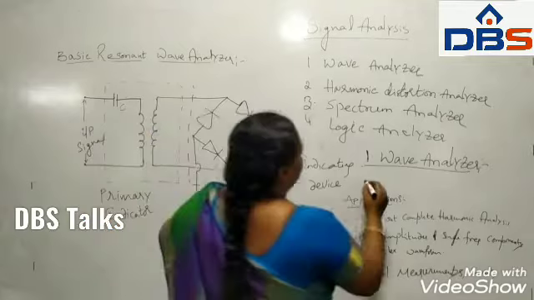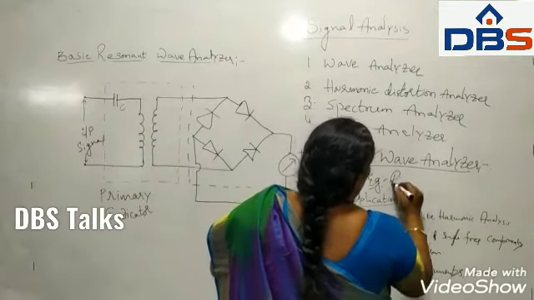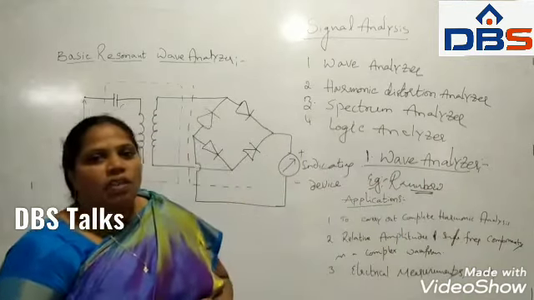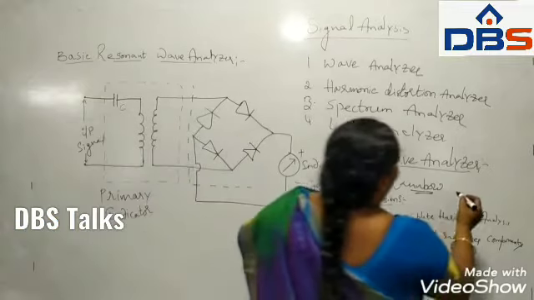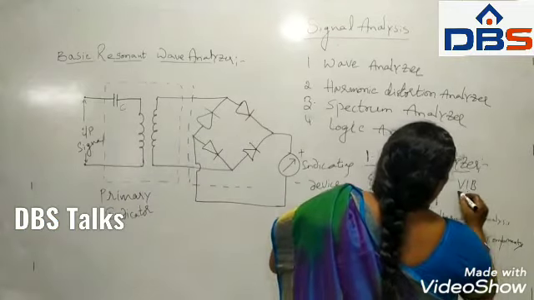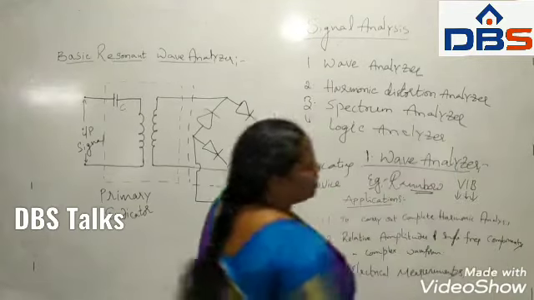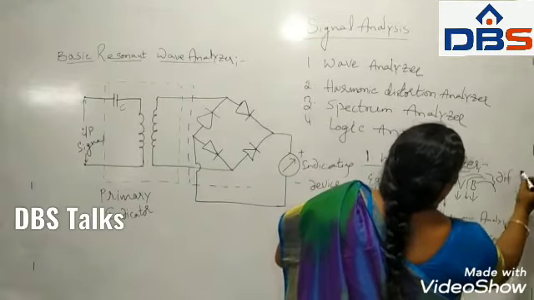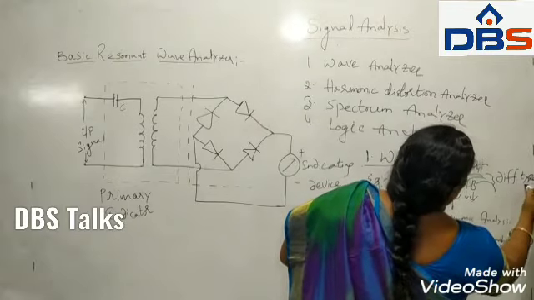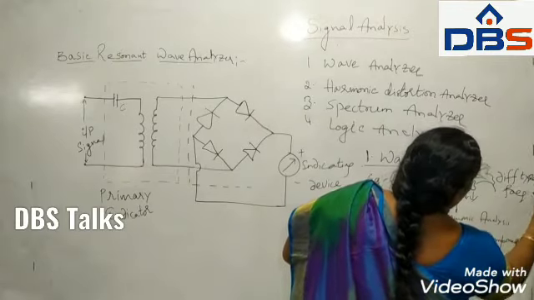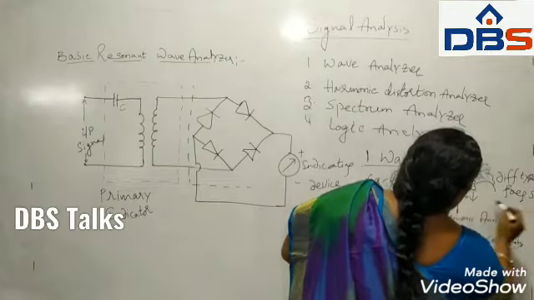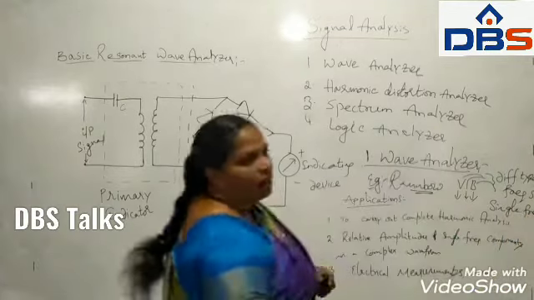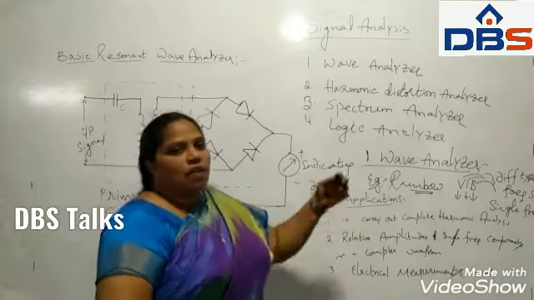For example, we can take a rainbow. In this rainbow we have different types of colors, like violet, indigo, blue, and likewise. Different colors mean different frequency signals, so it will separate the single frequency. That is the wave analyzer.